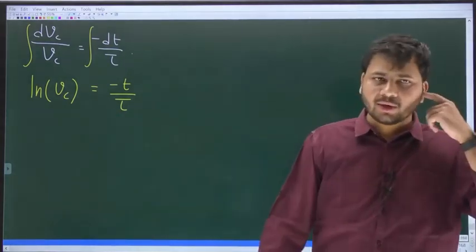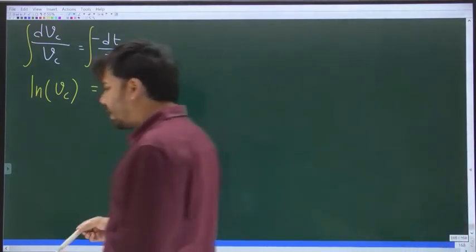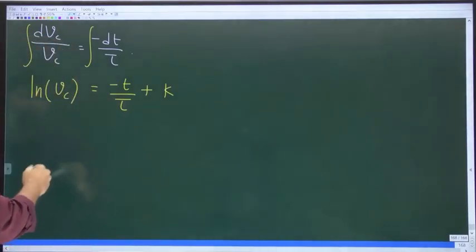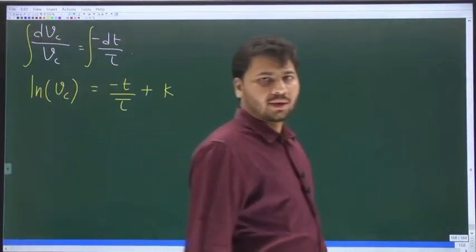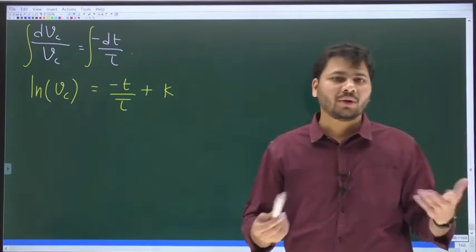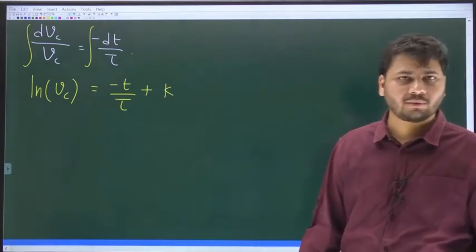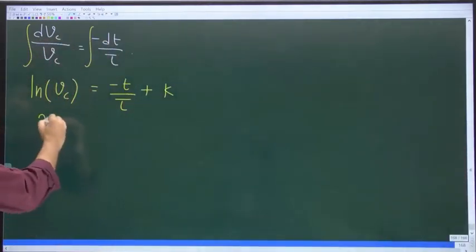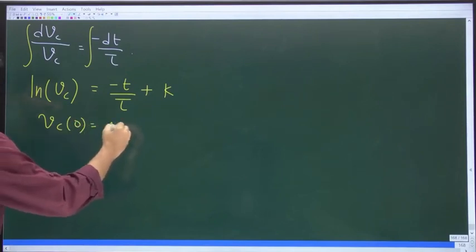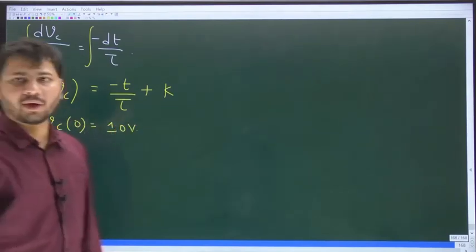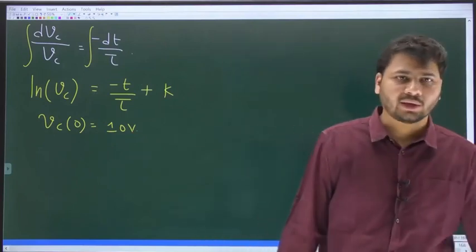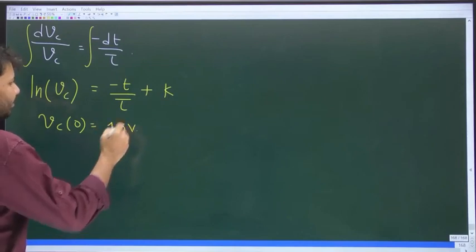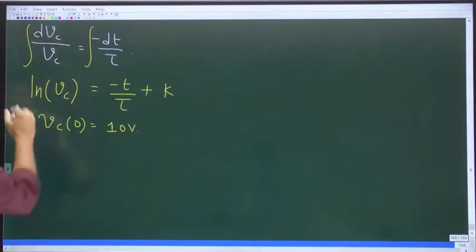Because we are doing indefinite integration, you should always add a constant of integration. Let it be denoted by k. Now how do you find the constant of integration? We know the initial voltage across the capacitor. What is that initial voltage? Vc of 0 is 10 volts. In the very beginning I told you the initial voltage across the cap is 10 volts.